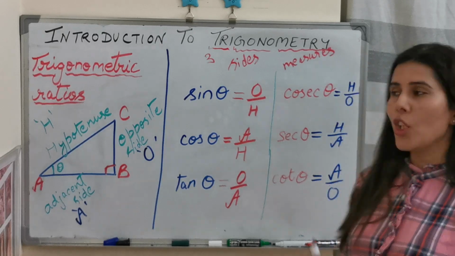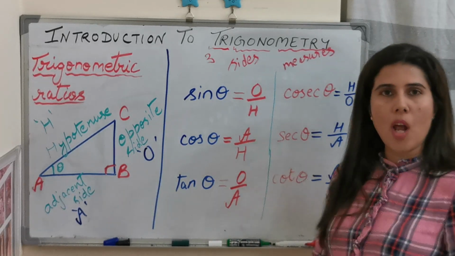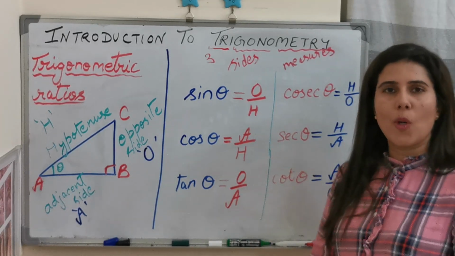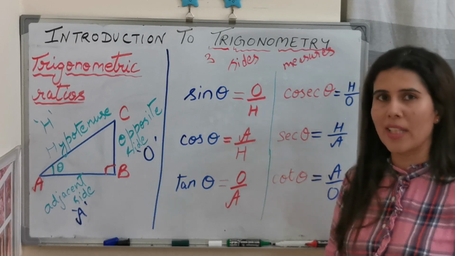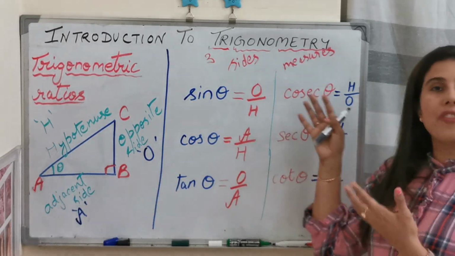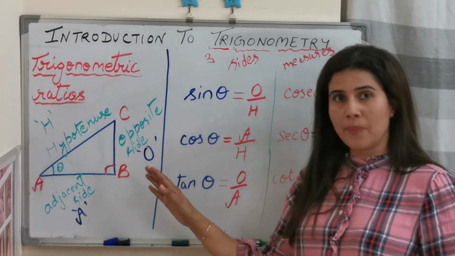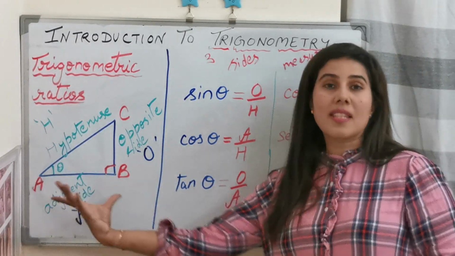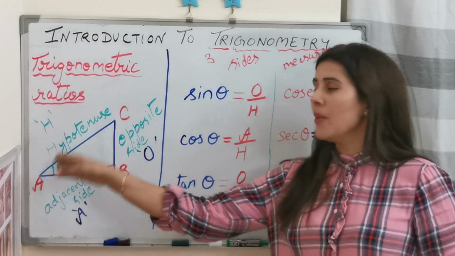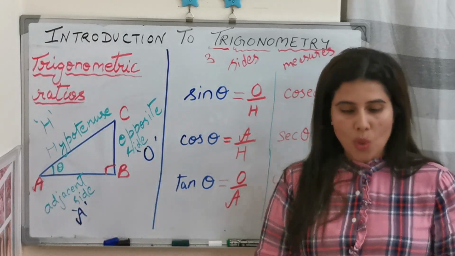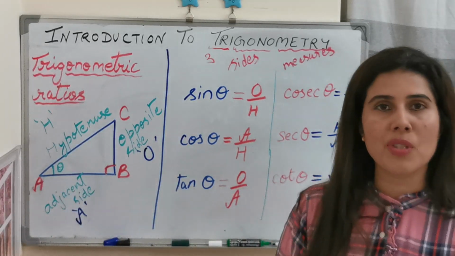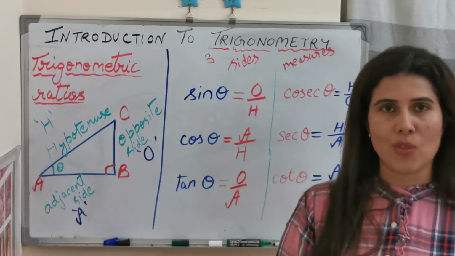I hope it's very clear and understandable for you all. I hope you are able to solve the questions based on that. And children, we are using these trigonometric ratios to find the height, to find the distance and to find the hypotenuse. So in solving the real life problems, we can use trigonometric ratios.